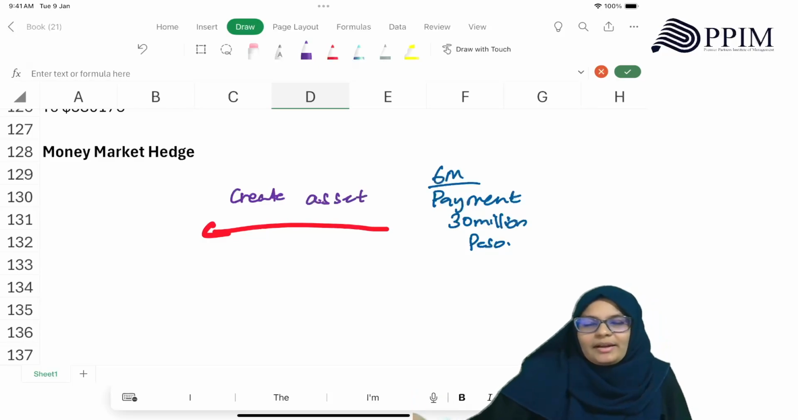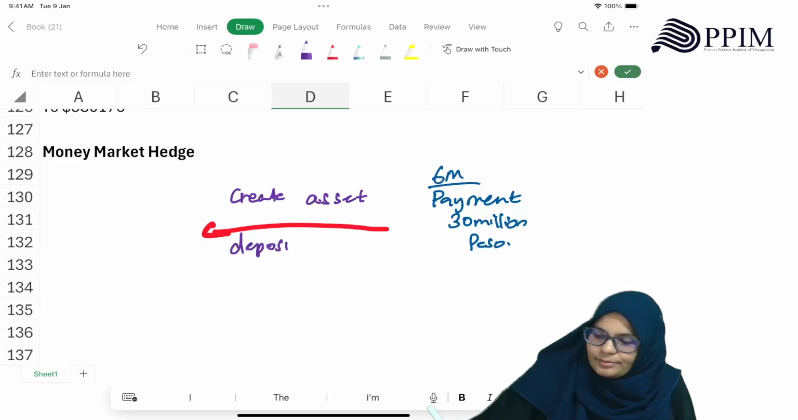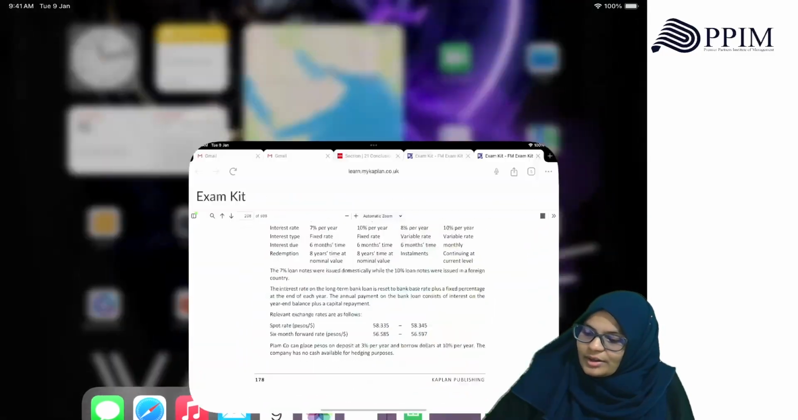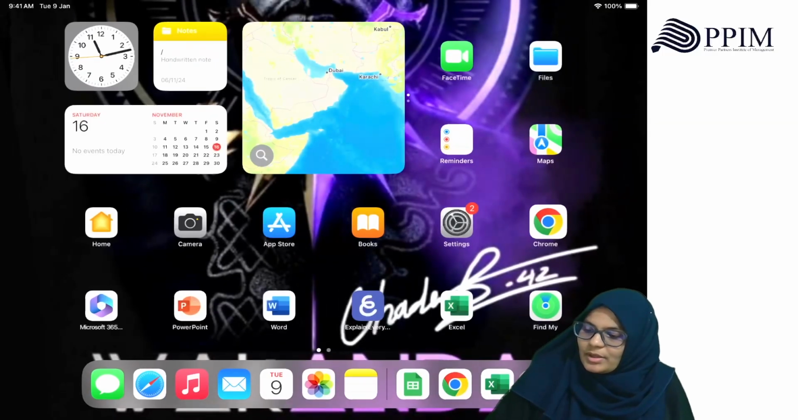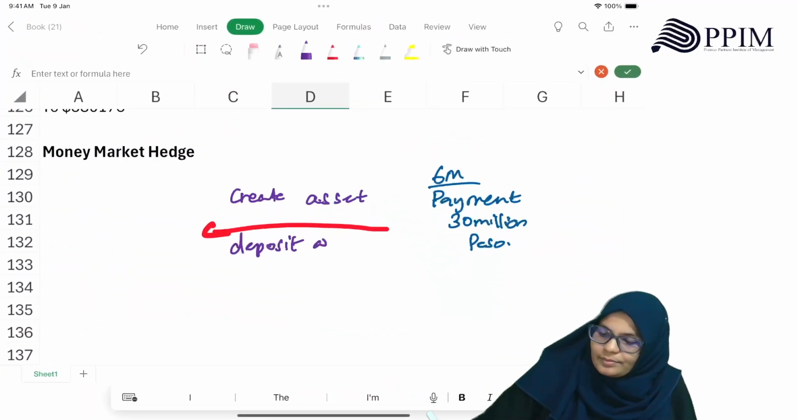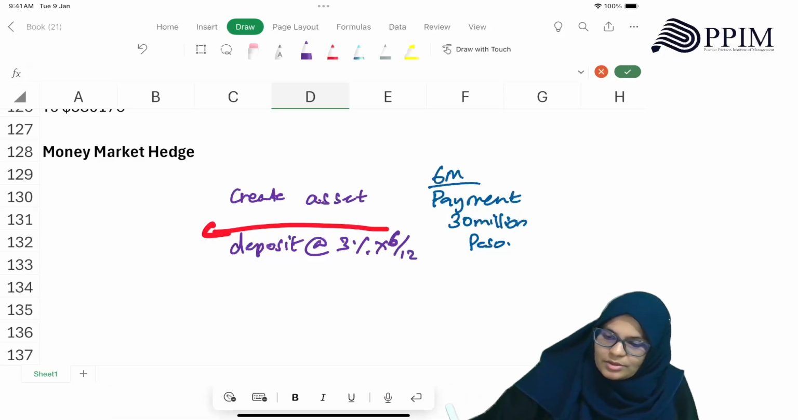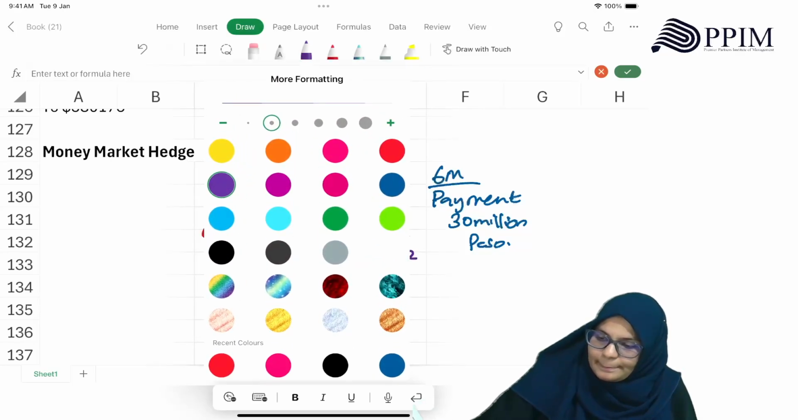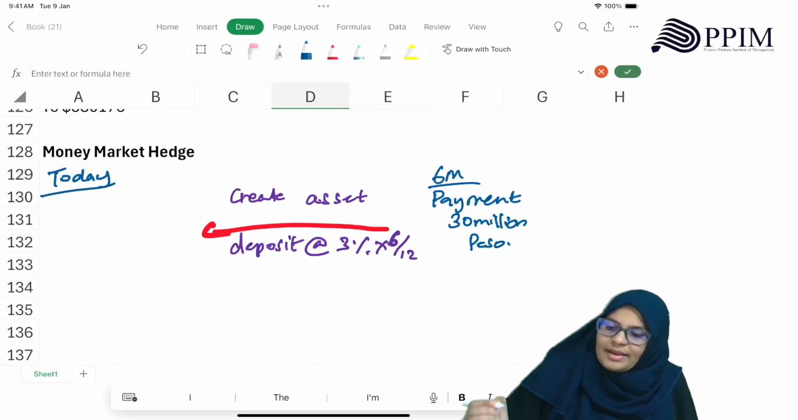So two things can be done. Either you can deposit or you can borrow. If you borrow, you're creating a liability. So I have to deposit. The deposit rate they had already given to me. They told me the peso deposit rate is 3% per year. So I'll take 3%, but half of that, 6/12, so I will only take 1.5%. So what's going to happen today? I will deposit the present value of 30 million pesos.